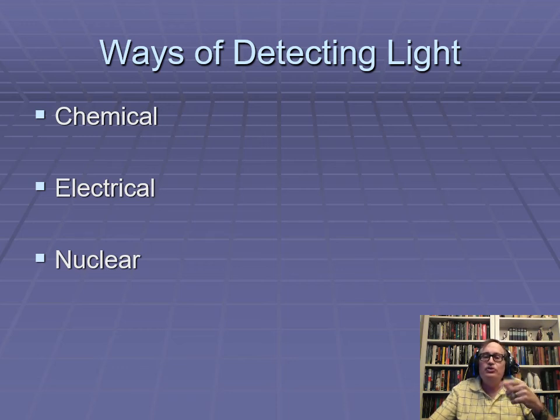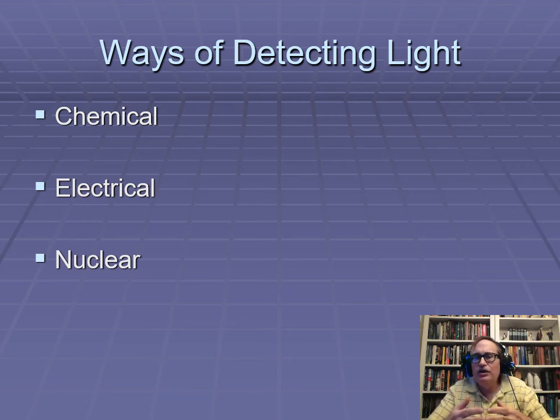Okay. There's also electrical response. Light is electric and magnetic fields, so light can actually trigger an electrical response. That's how your digital camera works. It picks up light electrically. So the light hits a semiconducting chip, knocks electrons loose, and now we have a way of measuring that. That's a digital camera.